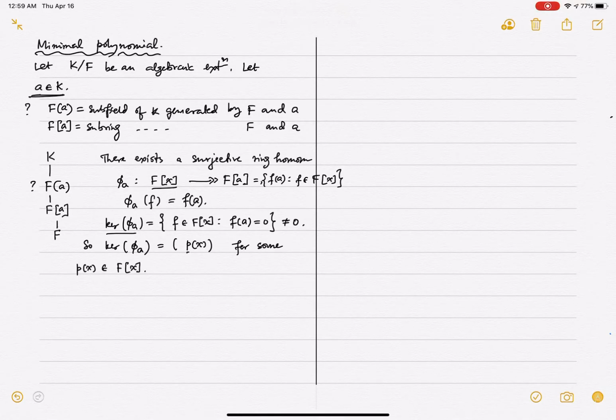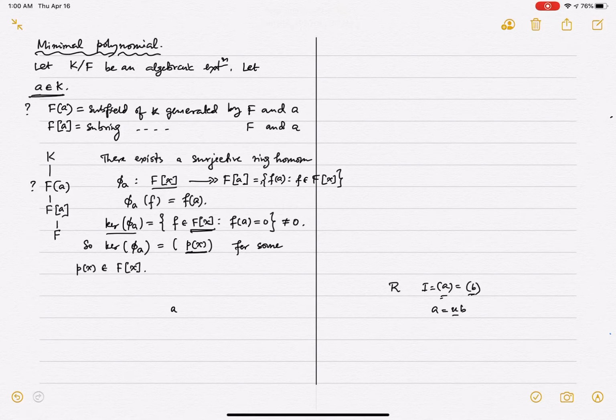How unique is this p? What freedom do you have for this p? Well, forget polynomial rings for a moment. In any arbitrary commutative domain with 1, if you have a principal ideal and another generator, what does that mean? That means a divides b and b divides a, so a and b are related by some unit. The units in this ring are just the non-zero elements of F. So this p is uniquely determined up to a constant, up to some element of capital F.